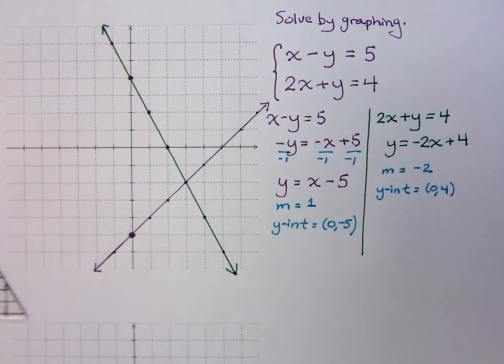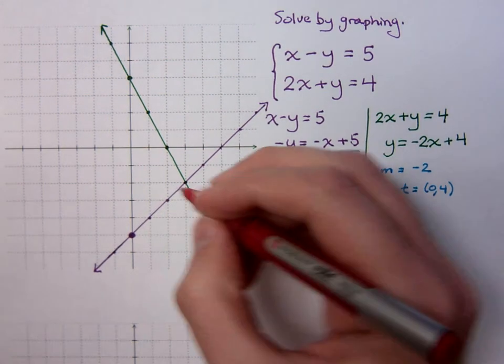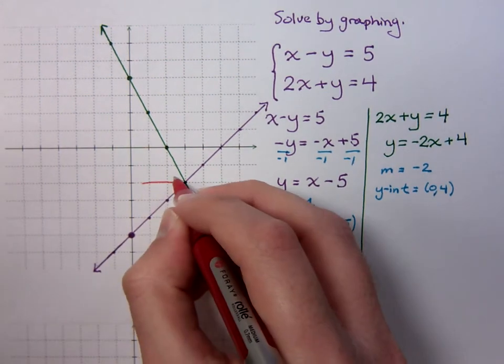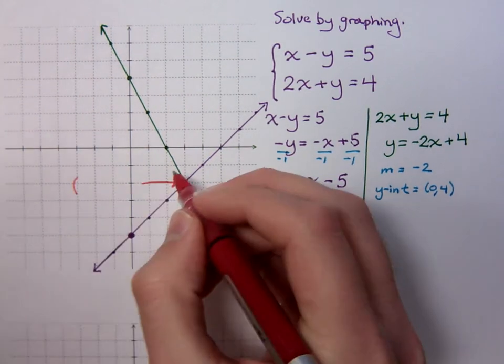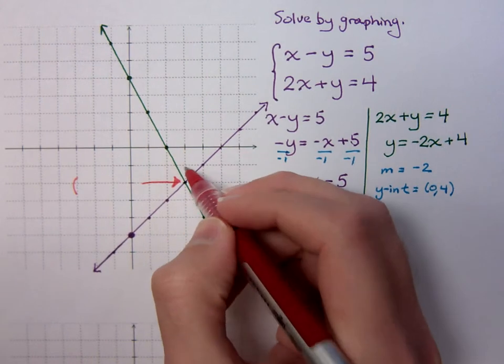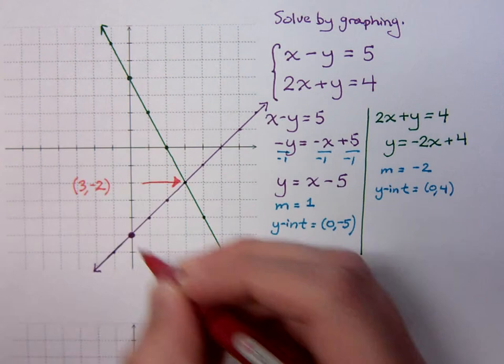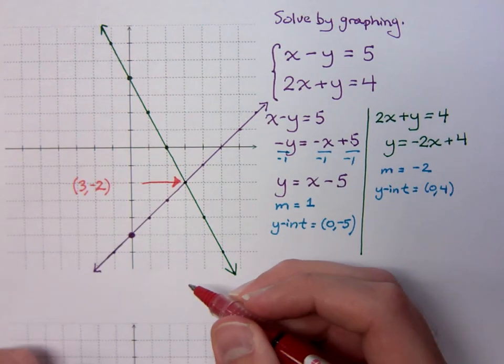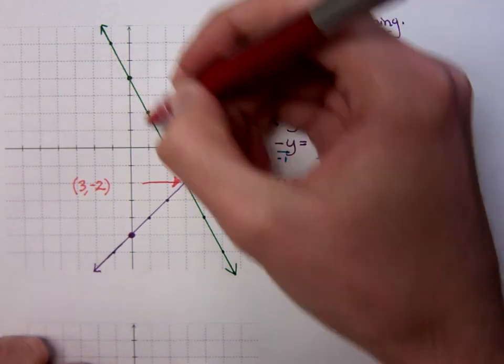Now remember what I said about having these lines, but to solve these guys by graphing, you're trying to find the point where they intersect. Well, their intersection point happens to be this guy right here. And those coordinates are, well, let's see, 1, 2, 3, and then down 2. So the ordered pair we have is 3, negative 2. I think if you look here, you can see that 3, negative 2 is on both the purple line and it's on the green line itself.